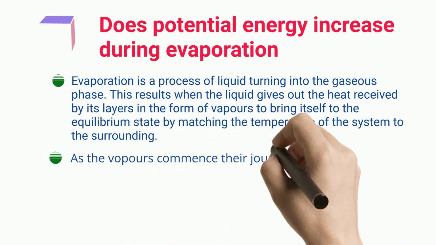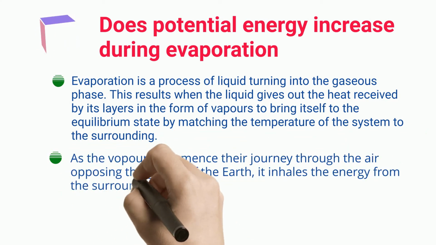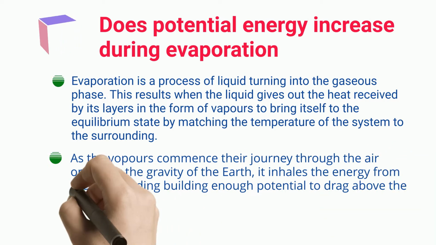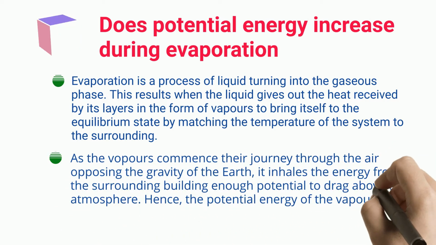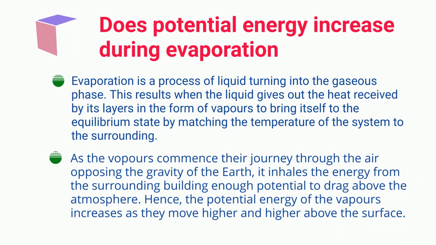As the vapors commence their journey through the air, opposing the gravity of the Earth, they absorb energy from the surroundings, building enough potential to rise above in the atmosphere. Hence, the potential energy of the vapors increases as they move higher and higher above the surface.